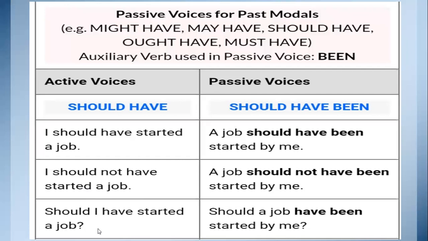Should I have started a job? Should a job have been started by me? Again, to change it into a question, the should goes to the front, and then the object comes to the beginning and the subject goes to the end. Now I changes to me. Again, this is a change of the pronoun, that whenever there is an I, it changes to me.